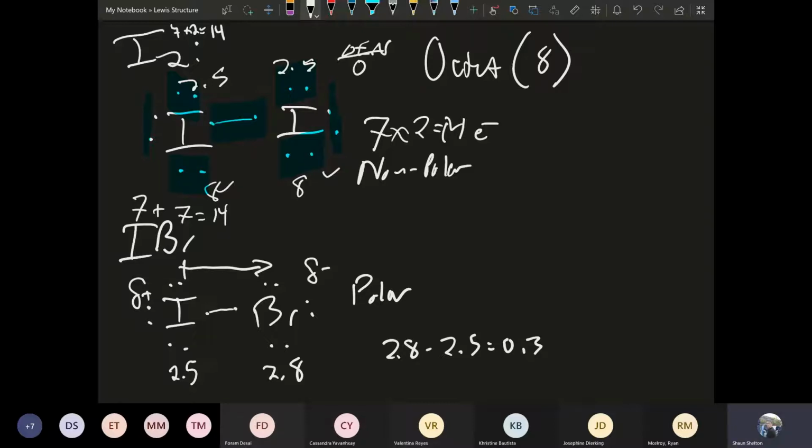So that means that IBr is a polar compound. So that's where you really got to be careful. And you can use your textbook's table to help figure this out, but keep in mind that sometimes you're on that threshold. You really have to be able to distinguish using the Lewis structure. In this case, the Lewis structure makes the difference. All right.